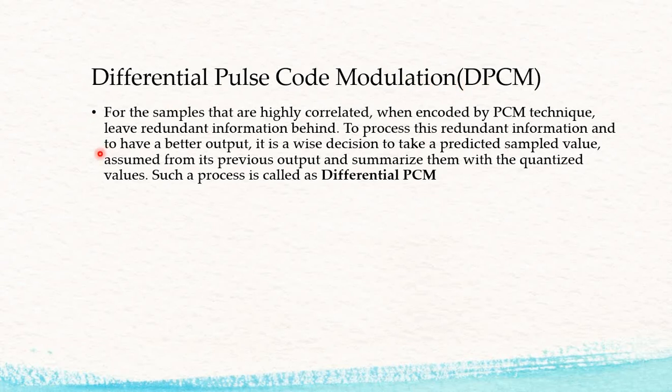For samples that are highly correlated, when encoded by PCM techniques they leave redundant information behind. To process this redundant information and to have a better output, it is a wise decision to take a predicted sample value, assumed from its previous output, and summarize it with the quantized value. Such a process is called differential pulse code modulation, or DPCM. Then the principle of DPCM. So how does DPCM actually work?